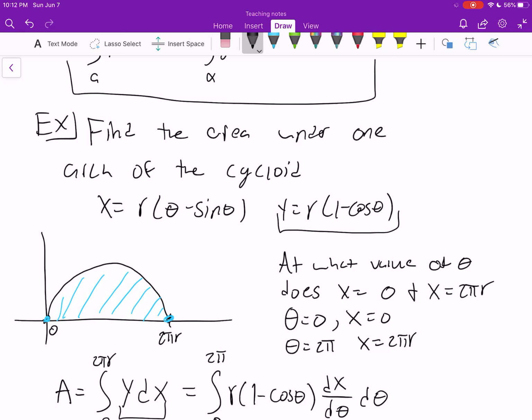I don't have any more examples. I don't know when this homework's due. I do plan on working out a couple problems from this section for you guys and putting them up. I know I didn't last week because you guys had your exams. But anyway, I'm going to stop the video here and we're going to move on to arc length next.